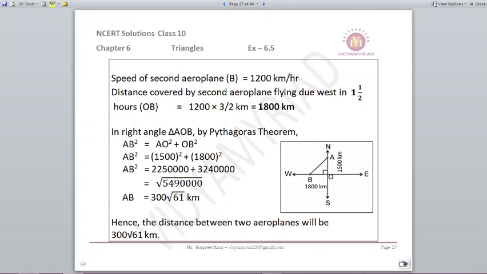I can simply find AB square. AB square will be equal to 1500 square plus 1800 square, which comes out to be the square root of 5490000, that is 300 root 61 kilometers. That is the distance between the two aeroplanes.